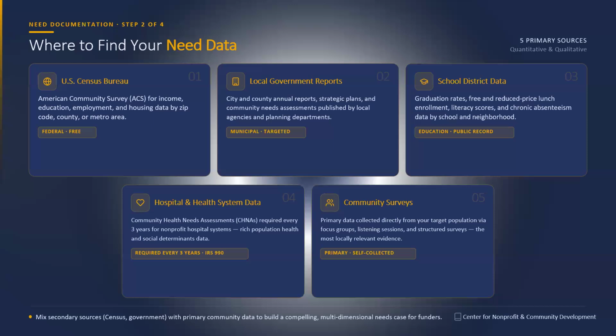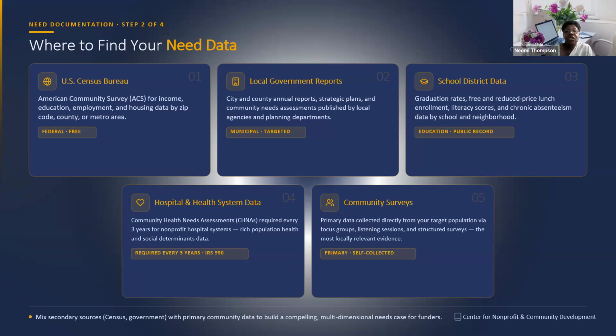For example, the last survey they did might have shown that 3% of the population had poor health needs. 3 years later, that number might be 10%. So that's why you constantly have to refresh that information related to health. And so we have the community survey: primary data collected directly from your target population, via focus group, listening session, and structured survey, the most locally relevant evidence.